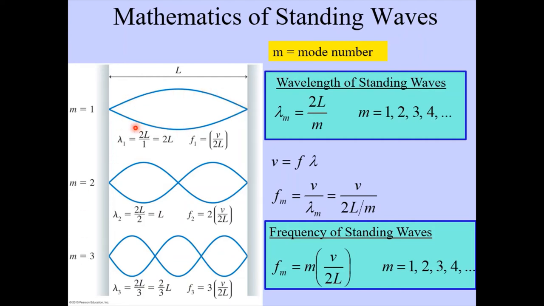But this first fundamental one is half a wavelength, because remember, a wave has to go up and it has to go back down. So the length here, L, is half of the wavelength. So the actual wavelength of this wave is two times the length of the string. And for all of these patterns, the wavelength is 2L over m, where m is the mode number. And by using our formula between velocity, frequency, and wavelength, we can solve for the frequency of these standing waves. It's equal to m, where m is, again, just an integer, 1, 2, 3, 4, that's our mode number, multiplied by the speed of the wave divided by 2 times the length of the wave.